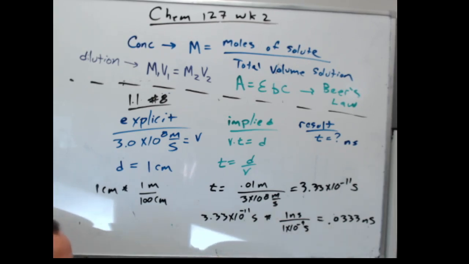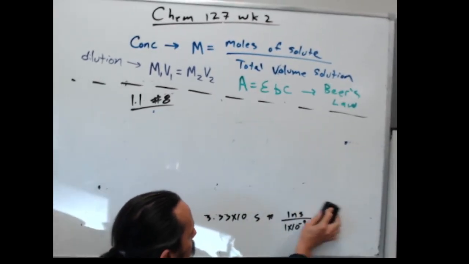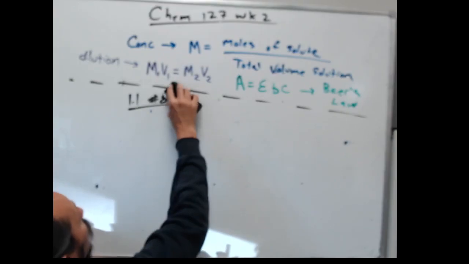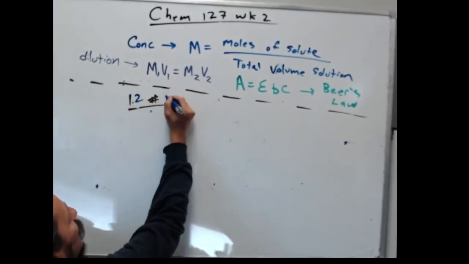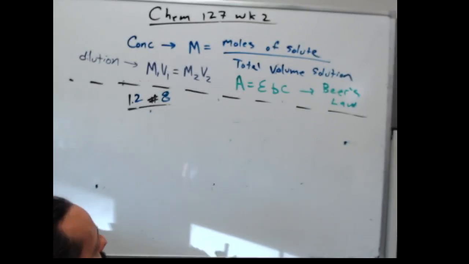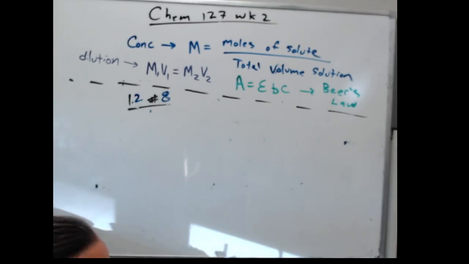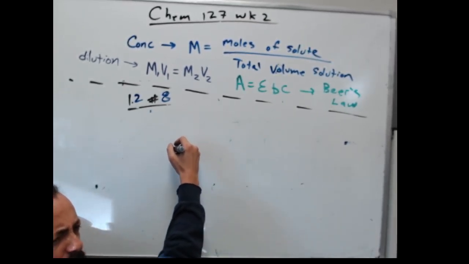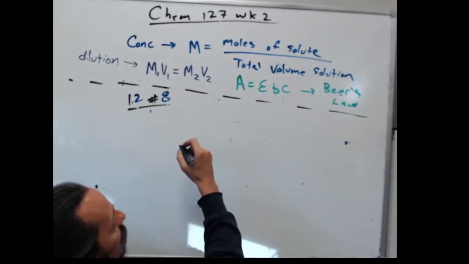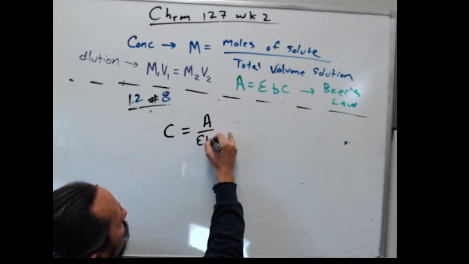Is it okay if I move on? Okay. So then we'll go ahead and look at 1.2, number 8. And then this one was a Beer's law rearrangement. So we had Beer's law, we rearranged. So what were we solving for? Concentration. So we got concentration is equal to A over epsilon B.